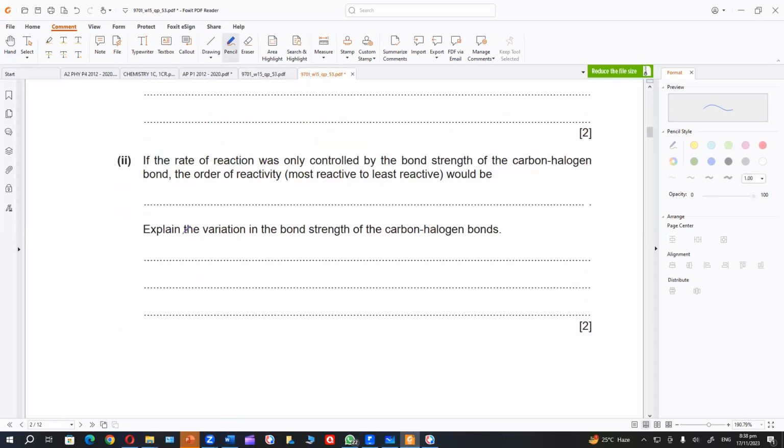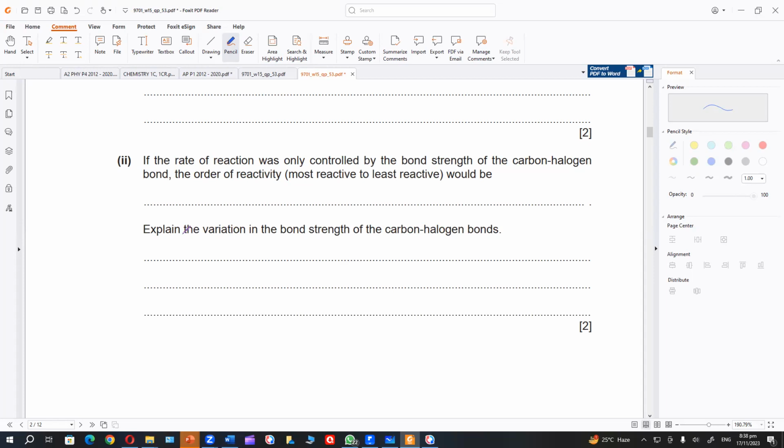If the rate of reaction was only controlled by the bond strength. Now, this is an interesting concept. As the polarity increases or decreases, the bond length changes, and the change in bond length will also affect the bond strength. A shorter bond is stronger than a longer bond. So now think about this option. How should we write this?